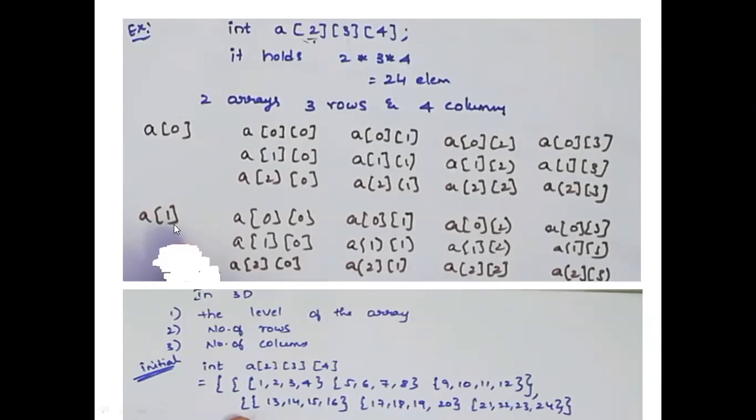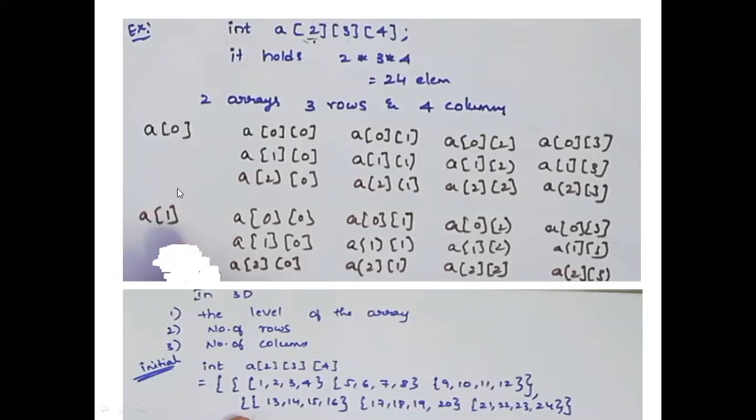Now the second part, a of 1. So what will be the things? a of 1, 0, 0, 0, 1, 0, 2, 0, 3. What I am showing by using the mouse are nothing but the indices, the second index and the third index.